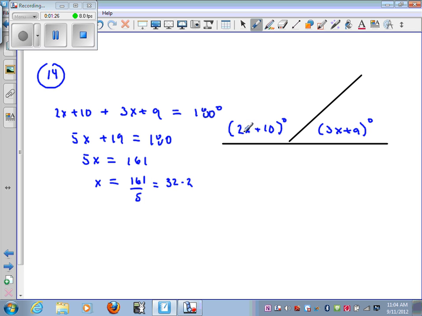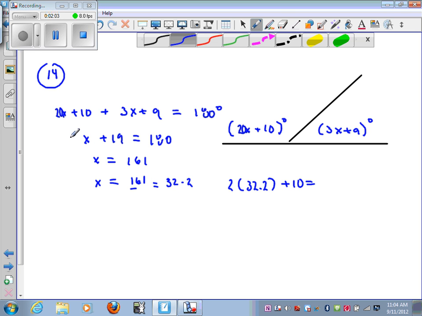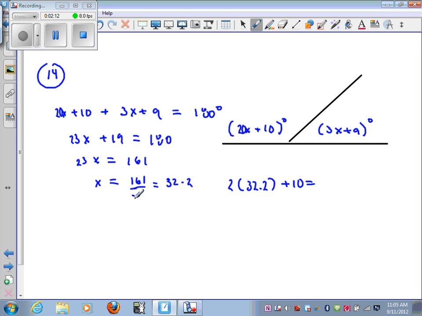Now what we've got to do is substitute in for the two angles. We've got to go 32.2 plus 10, and that will be the amount of degrees in this one. I see a problem that I've done. This is 20. So this is 20. I wrote it down wrong. So now it's this one. So now this is 23, and this is 23, and then this is divided by 23.